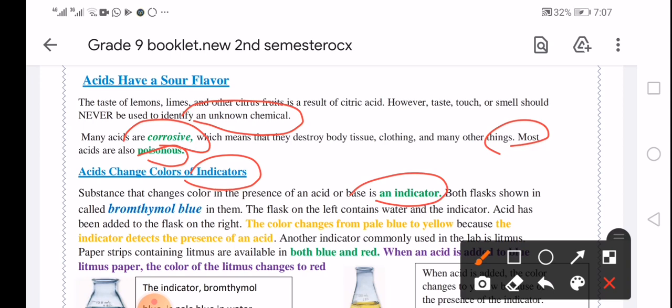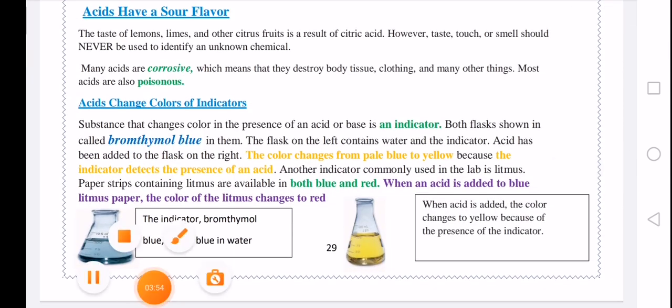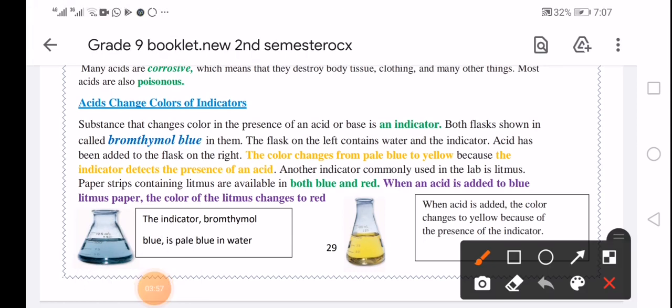Both are shown in this figure, with bromothymol blue in two beakers. The flask on the left contains water and indicator. The indicator bromothymol blue is pale blue in water. Acid has been added to the flask on the right. We add a chemical here. The color changes from pale blue to yellow.